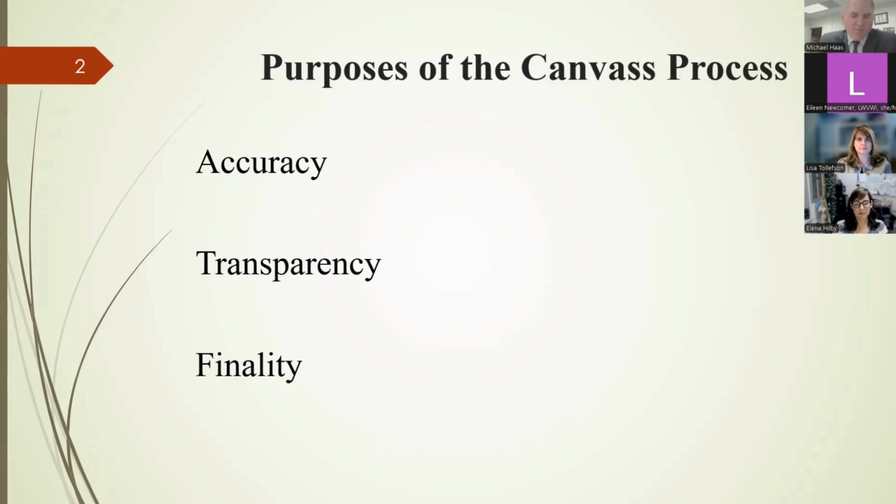And then we do want finality in our elections. We need to know who the winners and losers are. We need to give the candidates an opportunity to know the results, and then if they qualify for a recount petition and choose to file a recount, they can do that based on the results of the canvass.